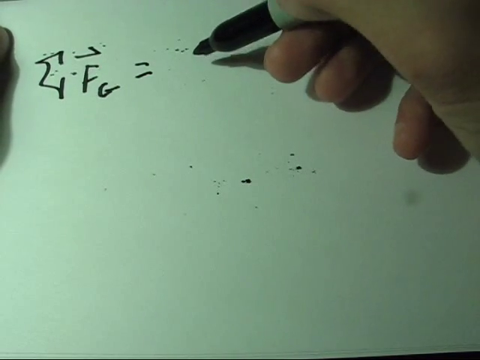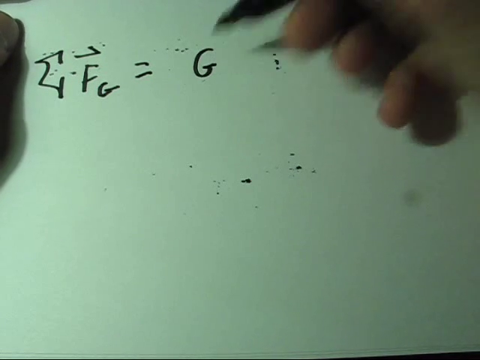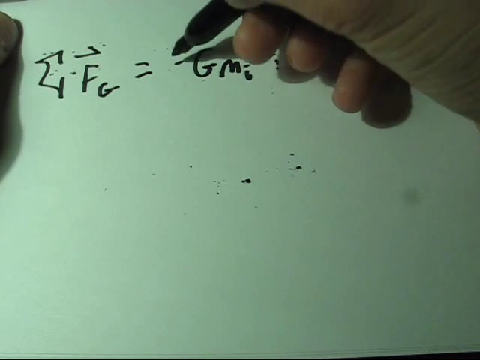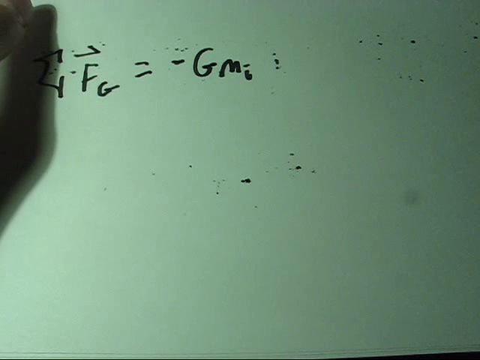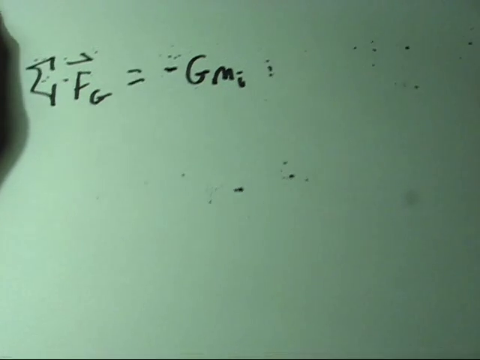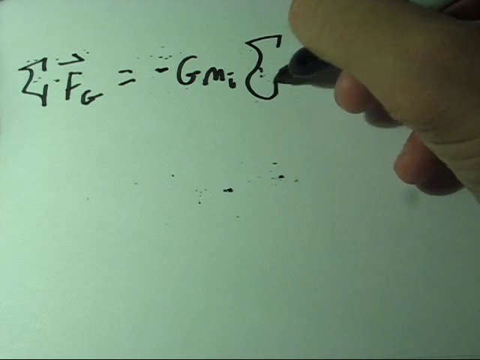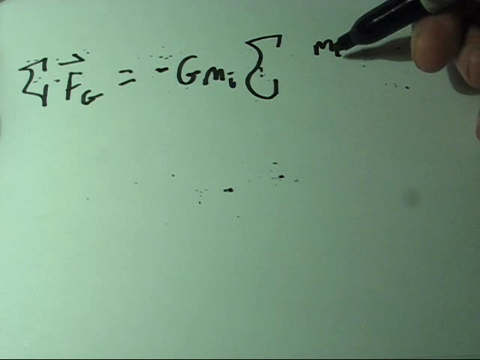F_G is equal to, since G and Mi are constants, they don't need to be in the summation notation. Oh, and by the way, you know why it's minus here? It's because it's attracting, they're going inward. You'll see why when we talk about coordinate systems more. But anyway, and then you sum all of these masses.